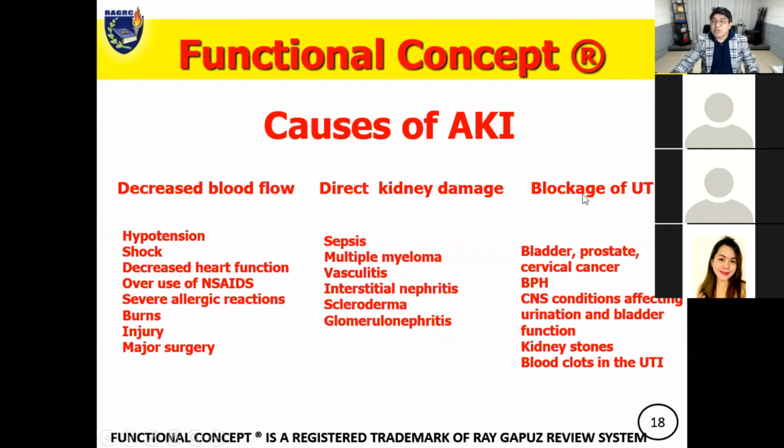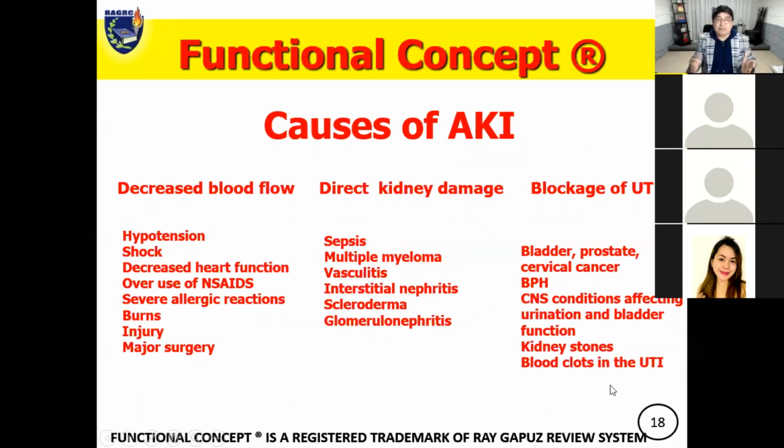Your post-renal causes of AKI include any condition that blocks the urinary tract. Now, what are these? Any condition that blocks the urinary tract, you have post-renal causes. You have bladder or prostate, cervical cancer, BPH, CNS conditions that affect urination and bladder function like multiple sclerosis, kidney stones, and of course, blood clots in the urinary tract.